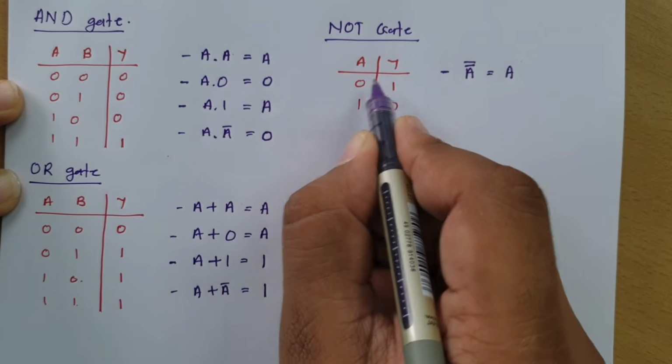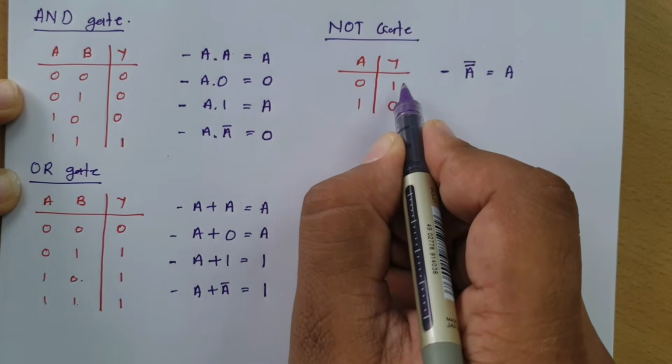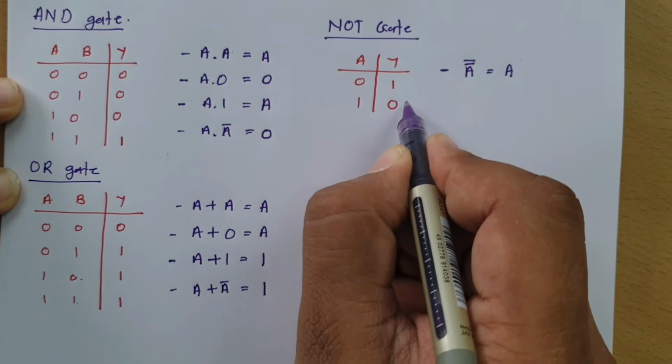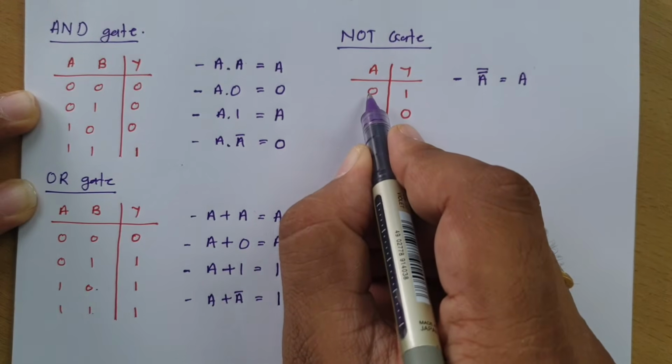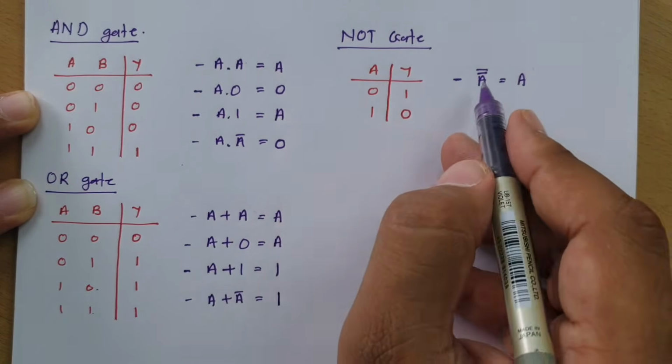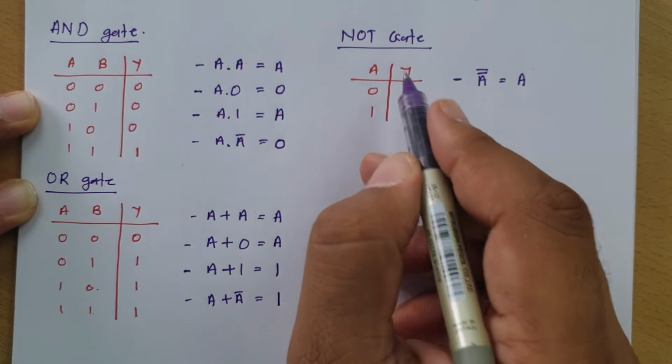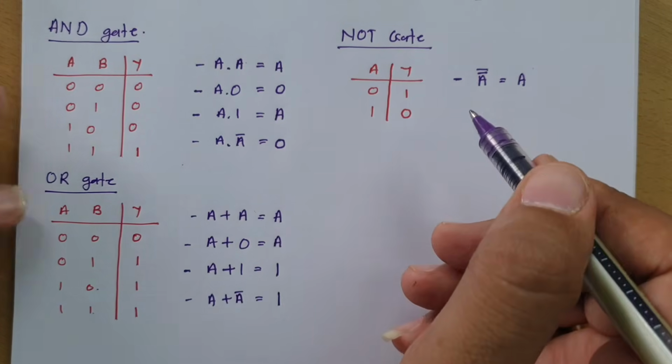A complement is y, right? So if you take the complement of it again, it will be this only. So we can say a double complement is a. So this is the NOT gate Boolean algebra rules.